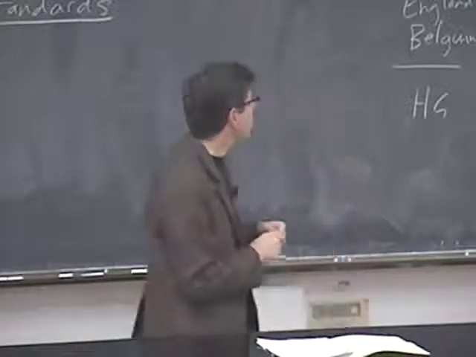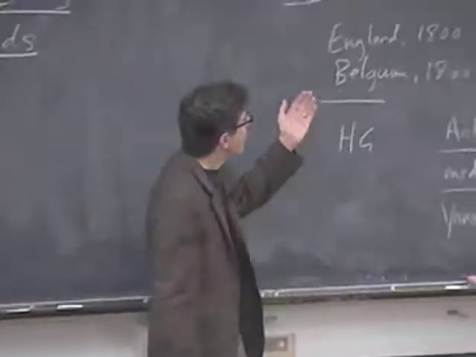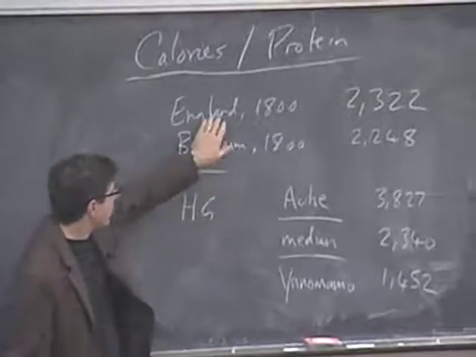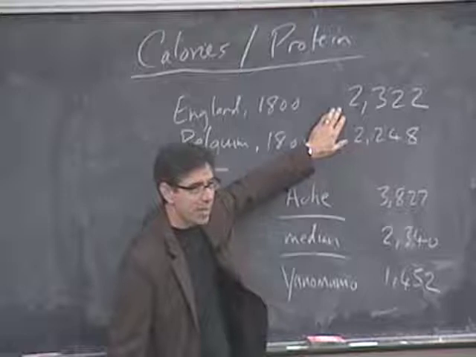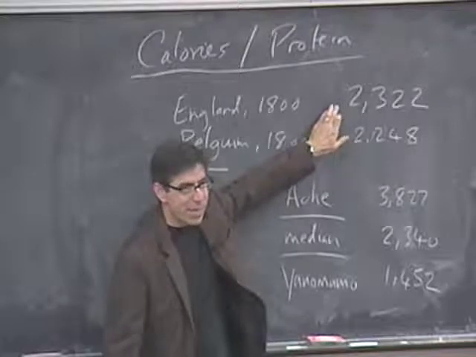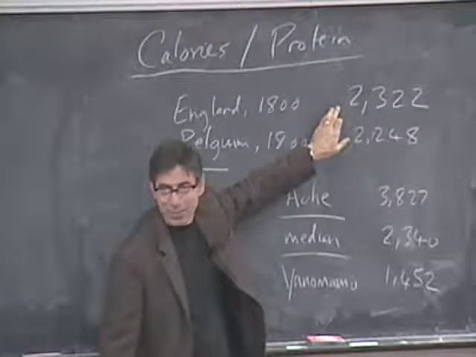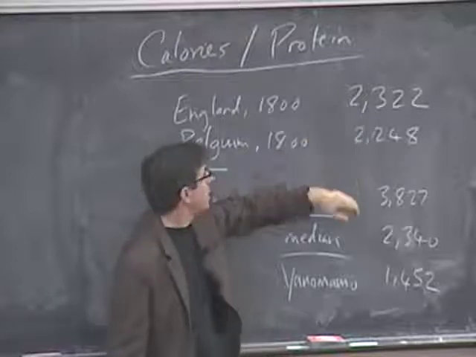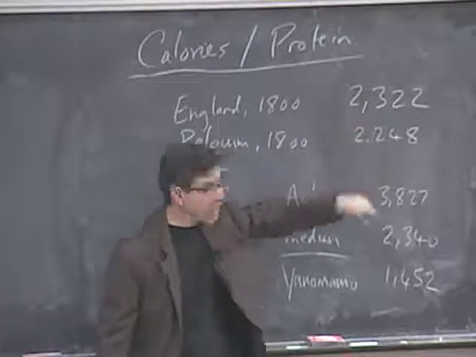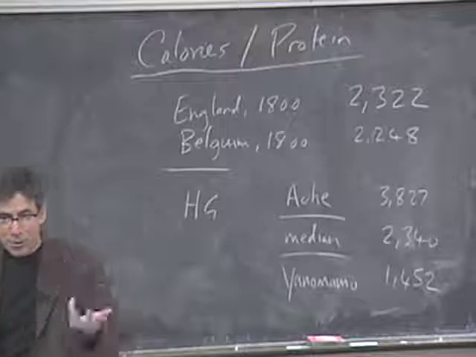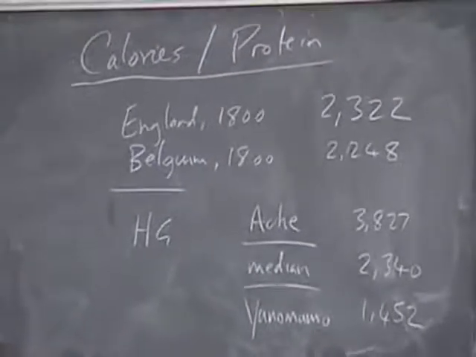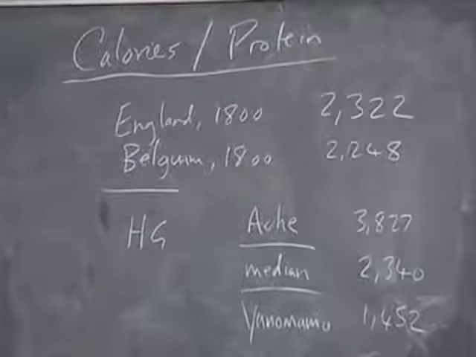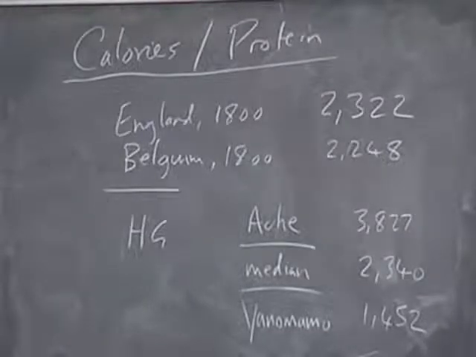So around 1800, for both England and Belgium, we can estimate how many calories per day the median person in those societies consumes. You'll see that in England and Belgium, it's not that different. It's about 2,300, 2,200. Now, that's just the median. There will be poor people who consume less, and rich people who consume more. But this is what the average person in that society is consuming.